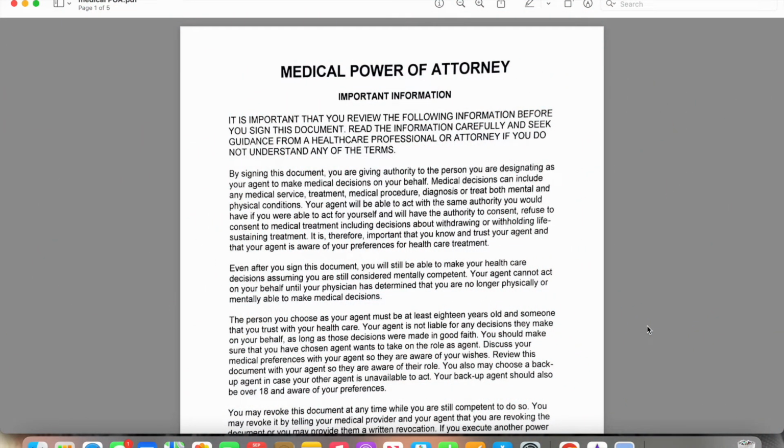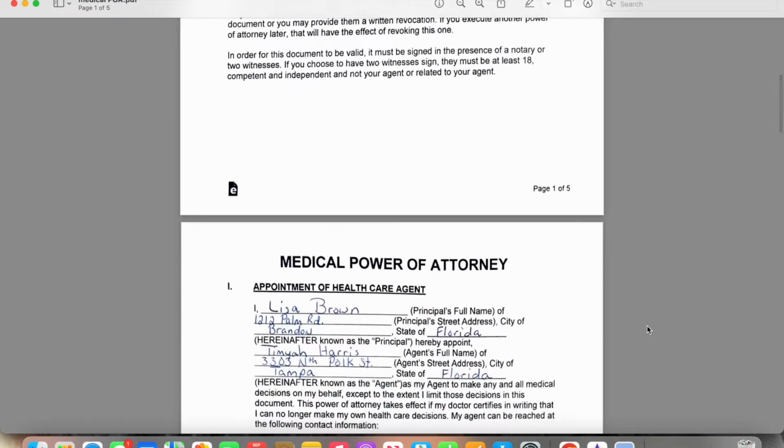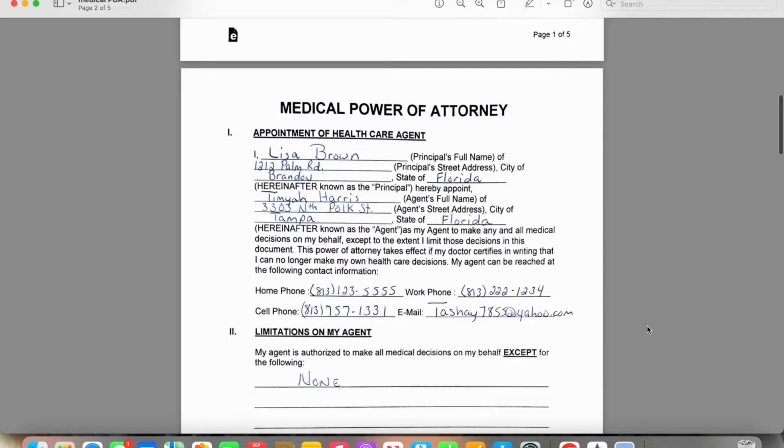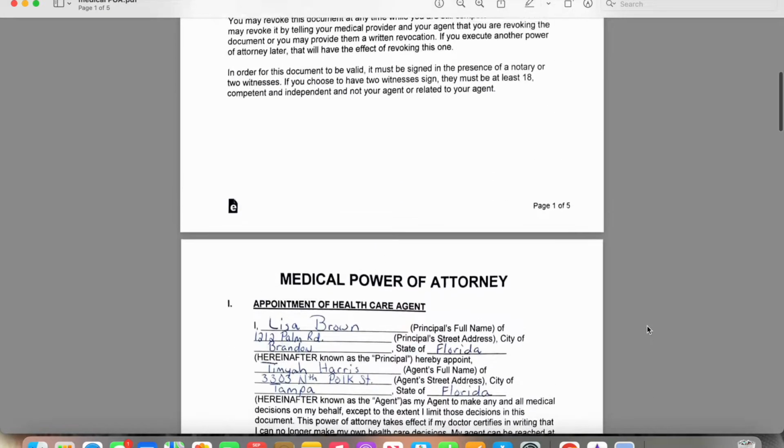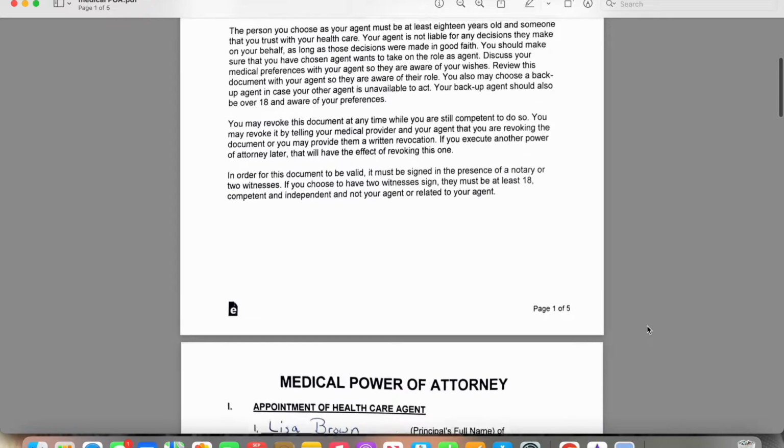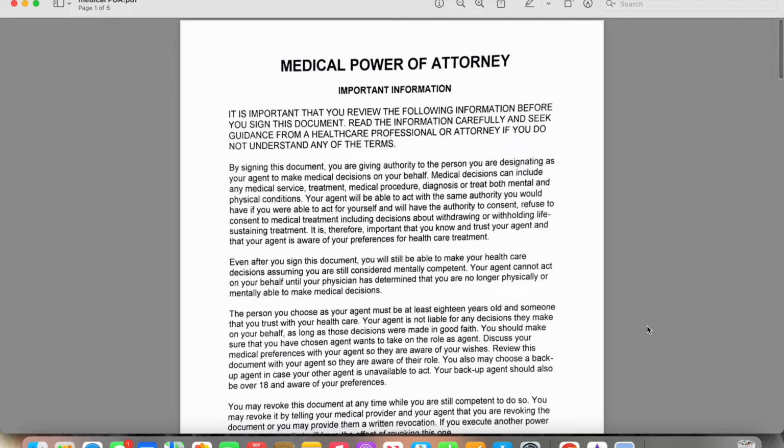Today we're going to be discussing a medical power of attorney. Now, this form will come into play when a medical provider puts it in writing that you can no longer make your own medical decisions. You would need to have someone in place that you would trust to make your decisions for you. We'll go ahead and get into this.